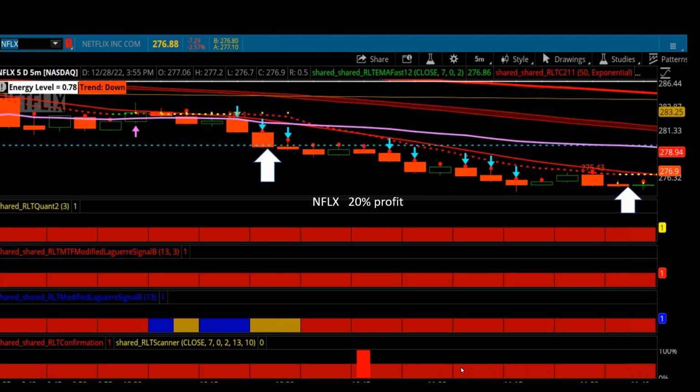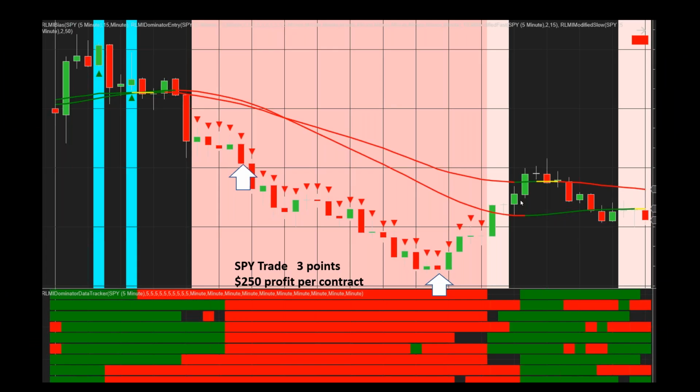And you can see everything stayed red all the way through here. You could probably stay in if you wanted to. I took it as the momentum starts to wane. I get out of the trade.